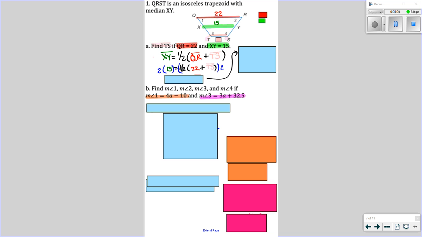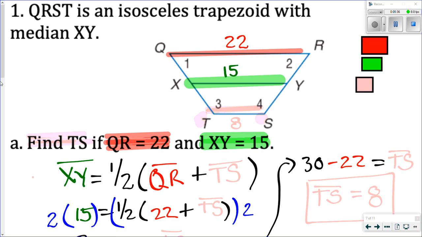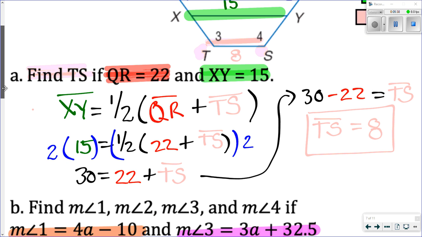In order to get rid of that half, you notice that I multiplied by 2, the reciprocal, and I did it to the other side. What you do on one side, you do to the other side. That way I can get rid of the fraction and end up with a simplified form so I can easily solve for TS. So it would be 30 equals 22 plus TS. Subtract 22 on both sides, and I get TS equal to 8. So TS is equal to 8.